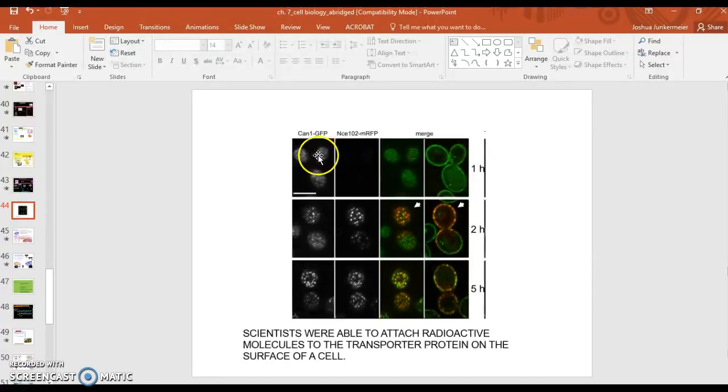Congratulations. Here's some real pictures of cells that have been looked at, so a specific cell in the body. And you can see this is what it looks like if it hasn't been stained. And then on the far right, you can see that the membrane has been dyed or stained, so it stands out more under the microscope. This is first hour, 2 hours, and up to 5 hours. It says scientists were able to attach radioactive molecules, so they glowed, to the transporter protein on the surface of a cell. So the more it glows, the more work it's doing. And so you can see over time, the transporter protein was transporting a lot of goods through the surface of the cell, and it was recorded on a microscope. Pretty cool.